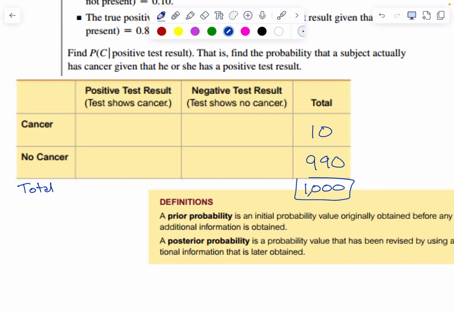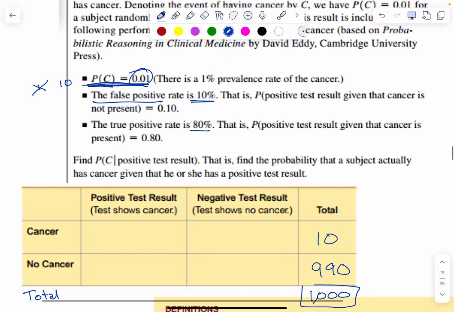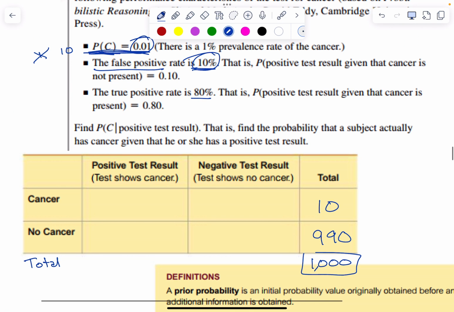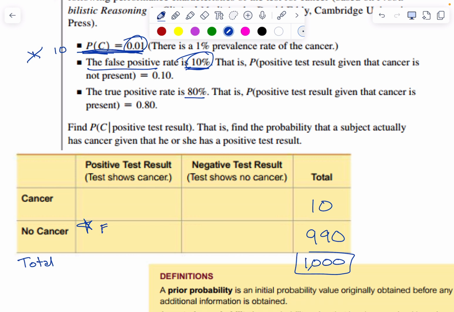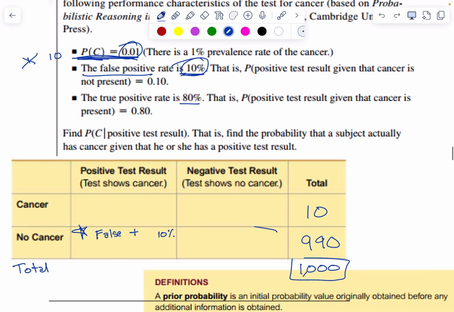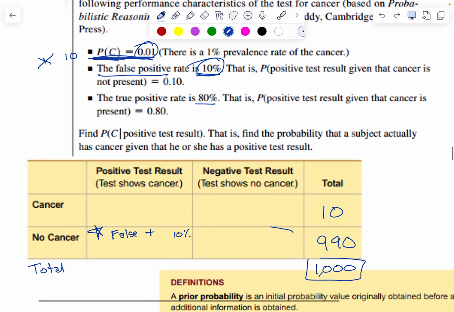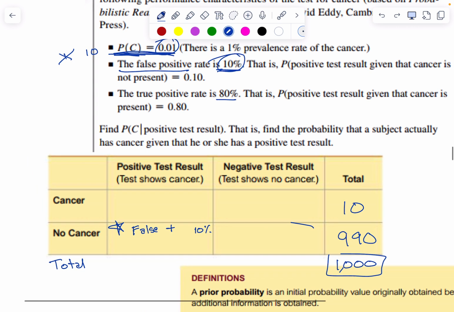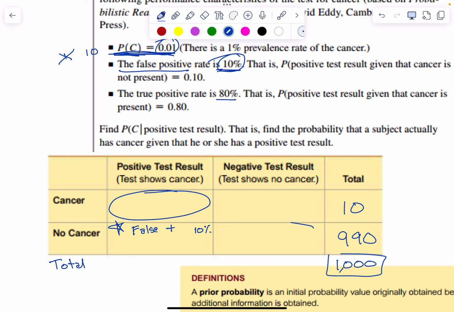Okay, we know how to fill this table in. Got it? Okay, now a false positive is 10%. So where are my false positives? No cancer, positive test result. This is a false positive, okay? And that is happening 10% of the time, which means a true positive, a positive given that it is present, would happen 90% of the time. Is that where I want to put that box? Yes, I think so.